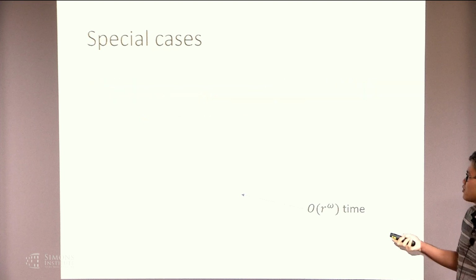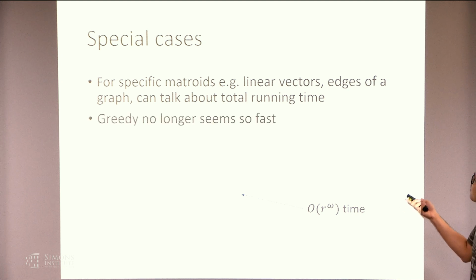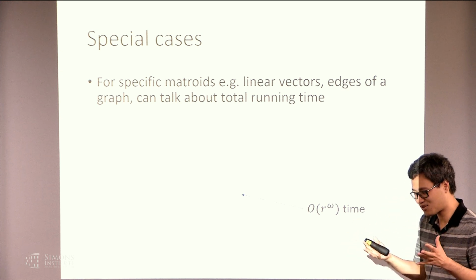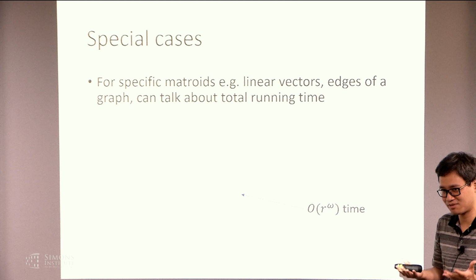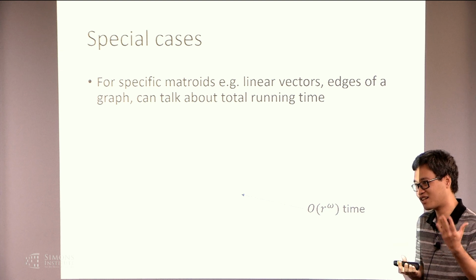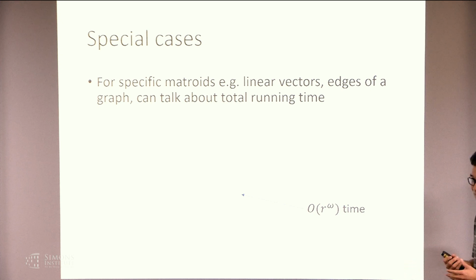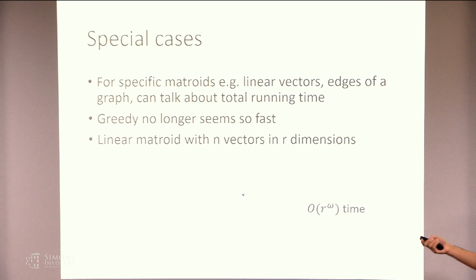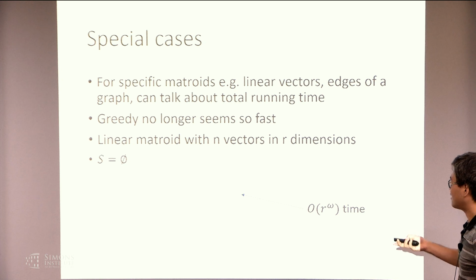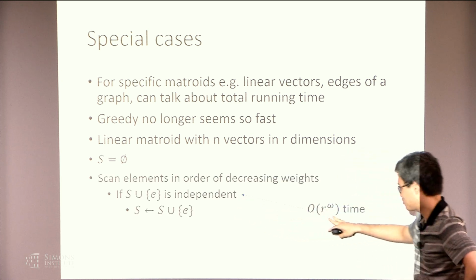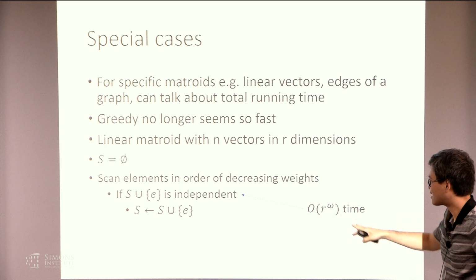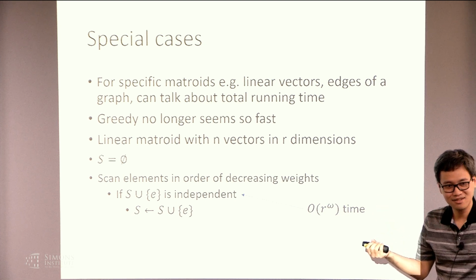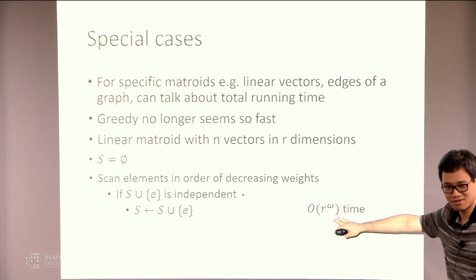Now, a lot of the time, people also care about special cases, right? For a specific matroid, for example linear vectors again, we don't just talk about abstract oracles, but we actually talk about the running time of these oracles. If I give you a collection of vectors, checking if they are linearly independent is not a cheap operation. So the problem is that greedy no longer seems that fast, because if I have linear vectors in high dimension, then the step of checking independence could potentially take you already r to the omega time just to check independence once. And we have to check every time we try a new element. So the running time is now actually n times r to the omega.